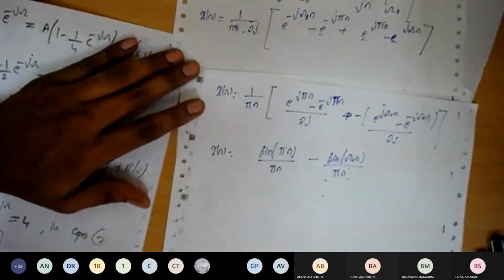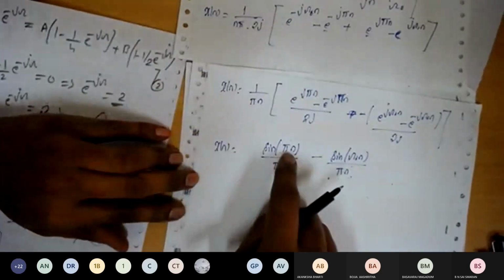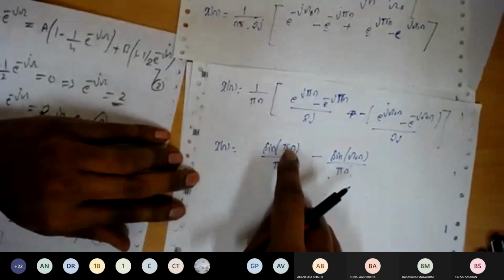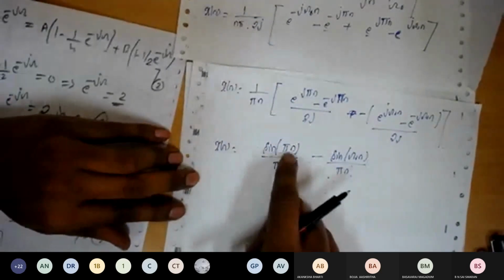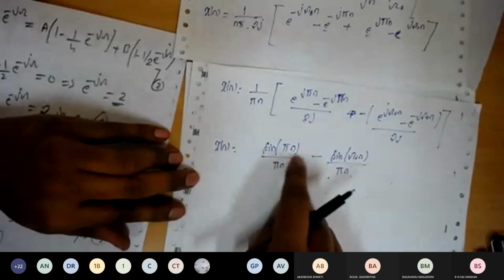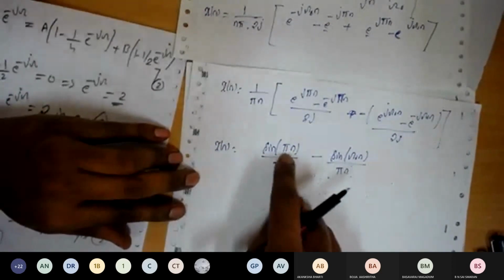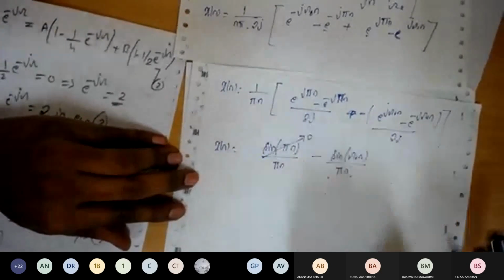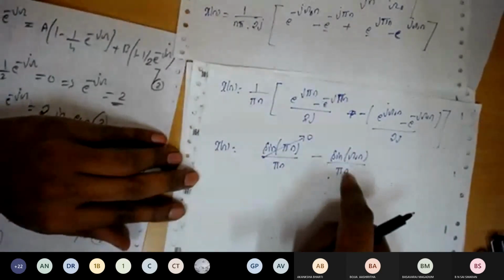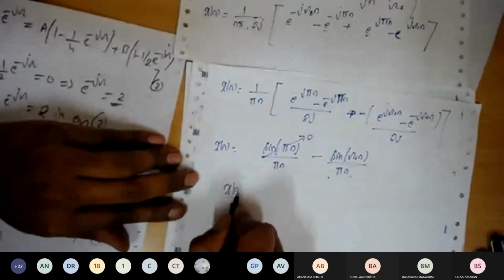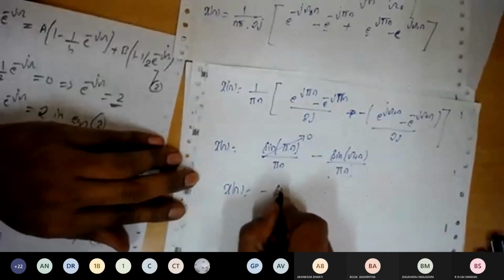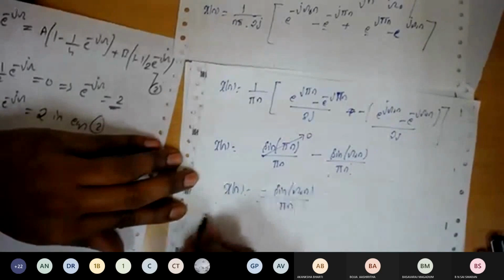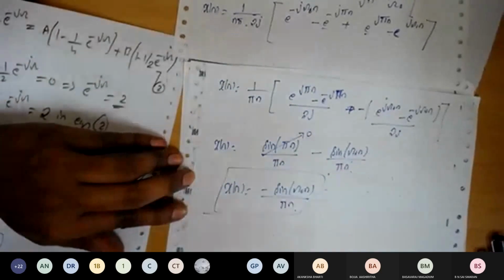Also, one more thing. Sine pi n, when I substitute n equal to 0, becomes sine 0, which is nothing but 0. When I substitute n equal to 1, it becomes sine pi, which is also 0. When I substitute n equal to 2, it becomes sine 2 pi, which is also 0. So we can say that this entire term is equal to 0. The only leftover term is x of n equal to minus sine omega naught n divided by pi n. So this is the x of n.